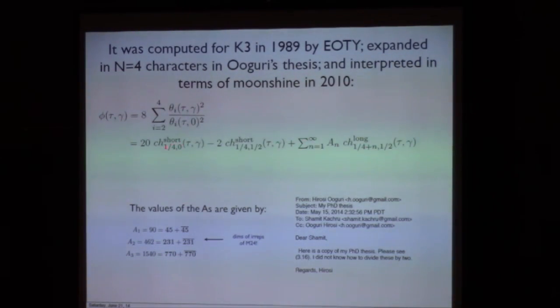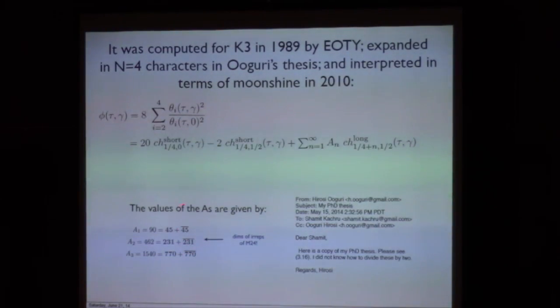The indices here are the conformal weight and the J3 under the SU(2) of the N=4 algebra. The N=2 algebra has an SU(2)_R symmetry. So characters are labeled by a conformal weight and an SU(2) J3. Okay. So what Ooguri found in his thesis is that the A_n are 90, 462, 1540, and so forth. What Eguchi, Ooguri, and Tachikawa realized in 2010 is that 90 is 45 plus 45, 462 is 231 plus 231, and so on and so forth.